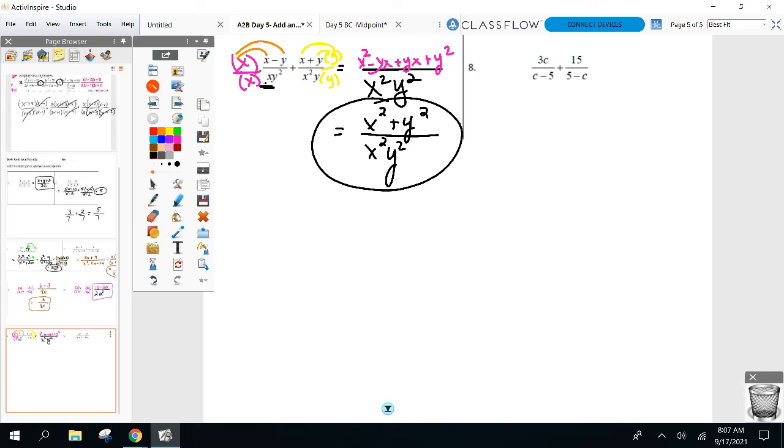Questions before we get to the last one, and then you're on your own. This one's going to be a little tricky. That's why I leave it to the last one. Do I have the same denominators, first of all? No, those are not the same. Notice anything about them for what we've been talking about the last week and a half now? C minus 5, 5 minus C. Those denominators are opposites, aren't they?